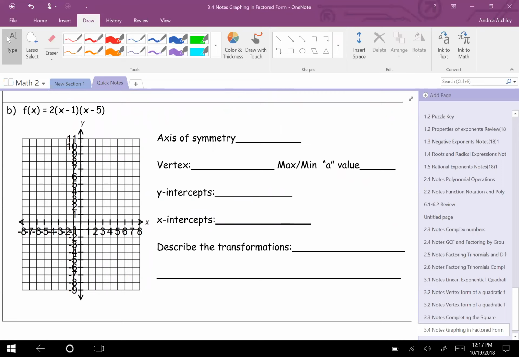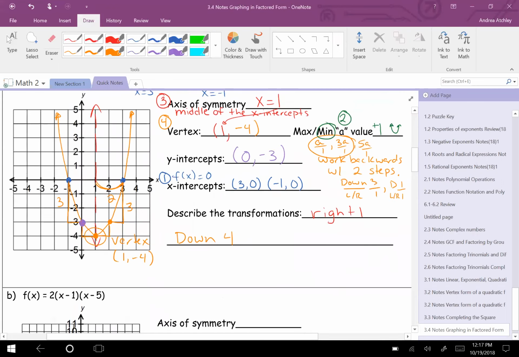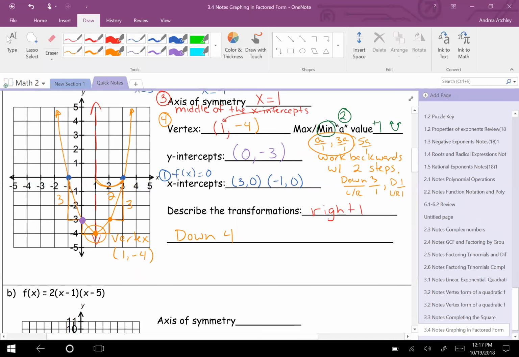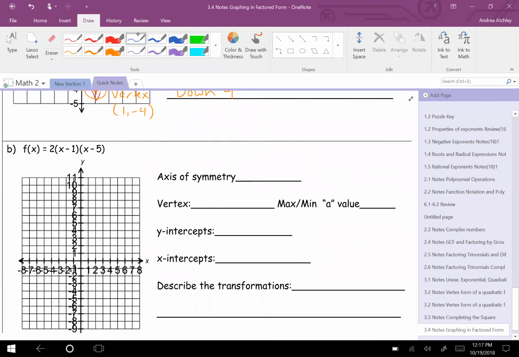Okay, Stephen, what's my first step? What am I going to look to do first? Very good. Step 1, x-intercepts. Let me see what color I used. For x-intercepts with blue. Let's get blue.